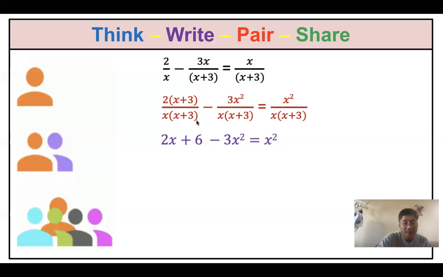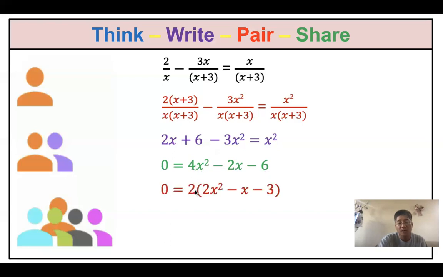So let's move everything here to the right side. Then change the sign, right? So it'll be 3x squared, x squared becomes 4x squared, 2x becomes minus 2x, 6 becomes minus 6. Everything is an even number, then you can factor out 2, right? Then 2x squared minus x minus 3.